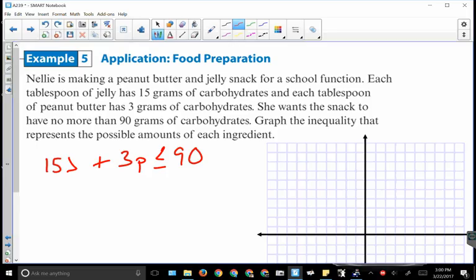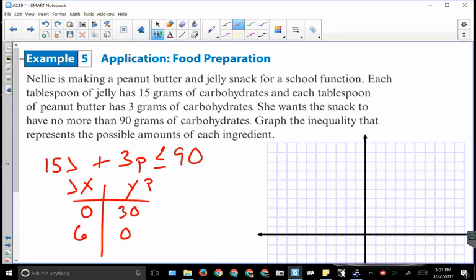Now, for this one, we would almost be better off using this for x, and we've got y. Now we'll call this jelly and we'll call this one here peanut butter. No big deal. So if I were to have zero jelly, how much peanut butter could I have on there? Well, 90 divided by 3, last I checked, was 30. Okay. If I have absolutely no peanut butter, how much jelly could I get on there? Well, that looks like 6, right? 15 and 15 is 30. 3 30s is going to be 90. So that means that it would have to be 6.